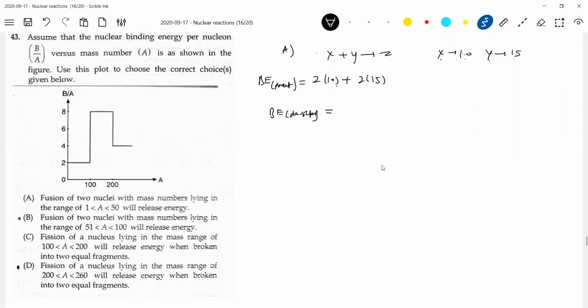Binding energy of the daughter. The daughter should be how much? 25. Check it now. So how much will you get? 20 plus 30.